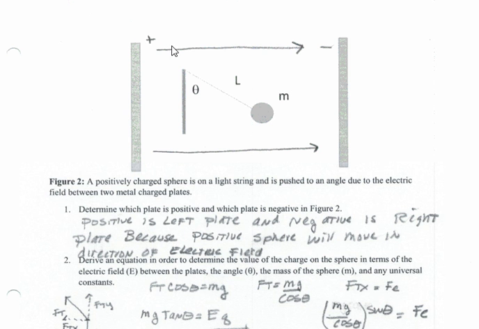And of course there are parallel lines between the plates. That's electric field lines. Okay, derive an equation in order to determine the value of the charge on the sphere in terms of electric field and angle theta, the mass of the sphere, and any universal constants. Okay, a little bit trickier question here.